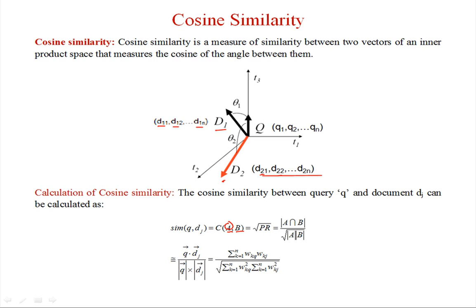It will be equivalent to root under precision into recall. So it is very simple. It will be like mod of A intersection B divided by root under cardinality of A into cardinality of B. And it is also equivalent to Q dot product DJ divided by cardinality of Q into cardinality of DJ. So the cardinality of Q is equal to, from k equal to 1 to N, W K Q whole square, and into W K J whole square.